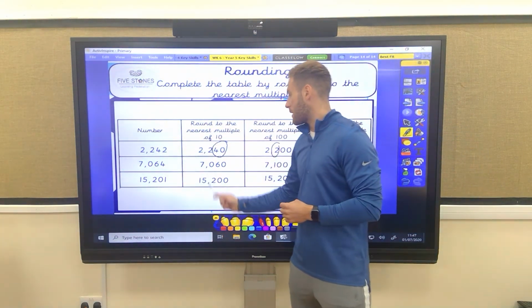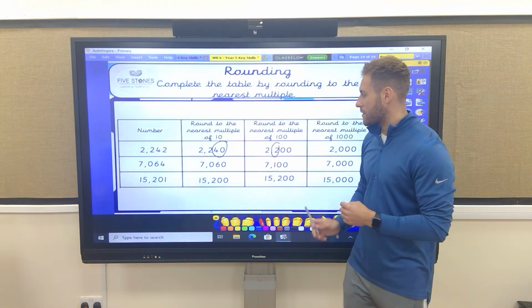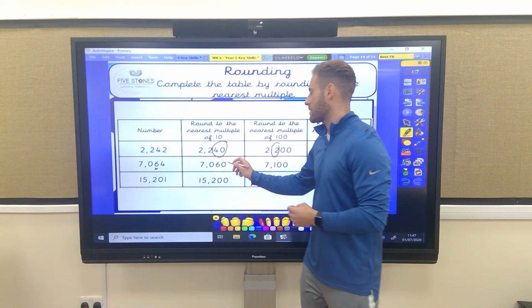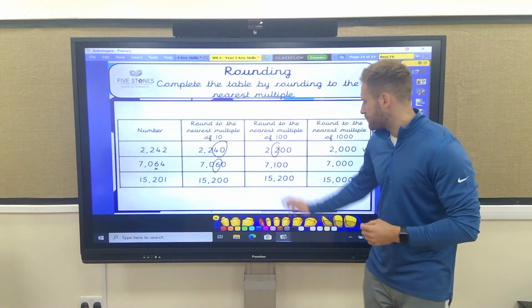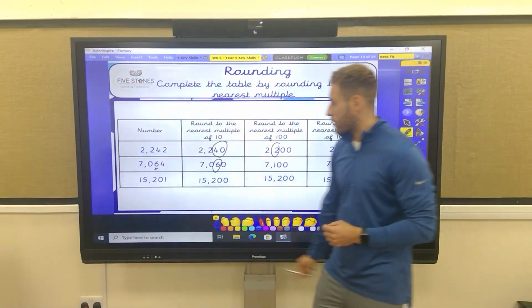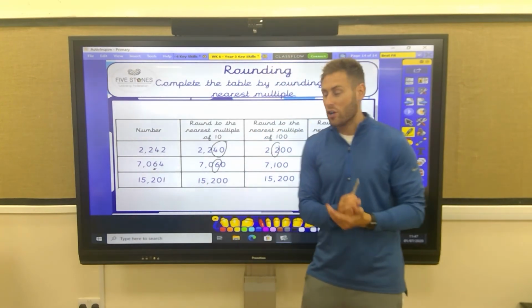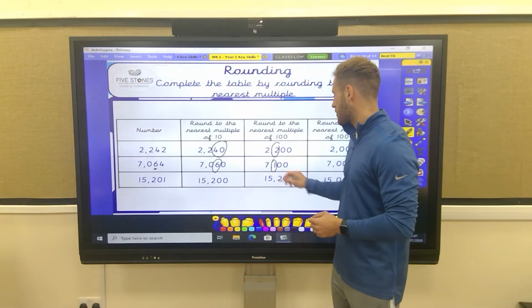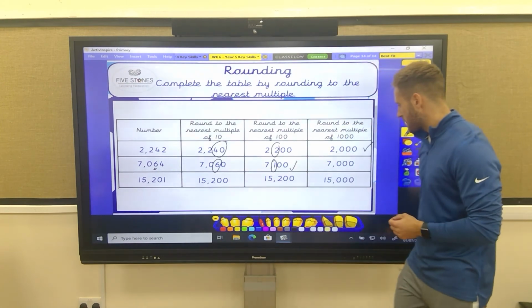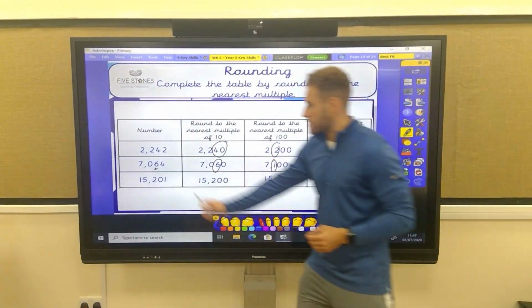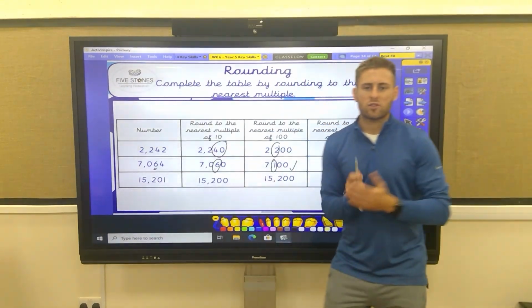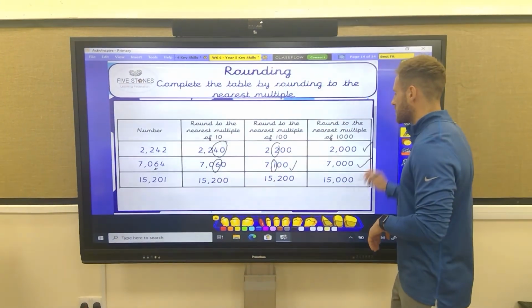With 7,064, multiple of 10, we're the closest to 60, which we're currently at, or 70. The 4 tells us we're closest to 60. Multiple of 100, we're either closest to 7,000 on the dot, or 7,100. But the 60 told us we are closest to 100. With the thousands, we were either closest to 7,000 or 8,000. 0 hundreds tells us we're way closer to 7,000.